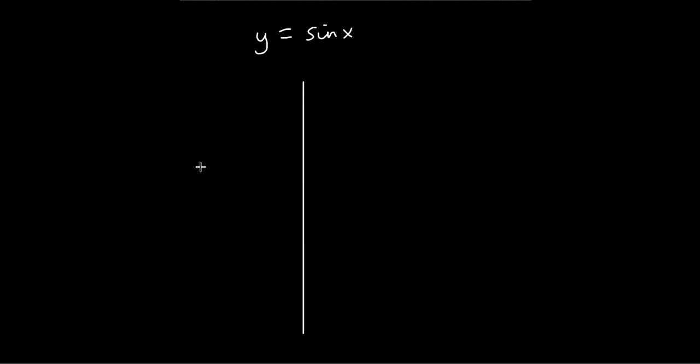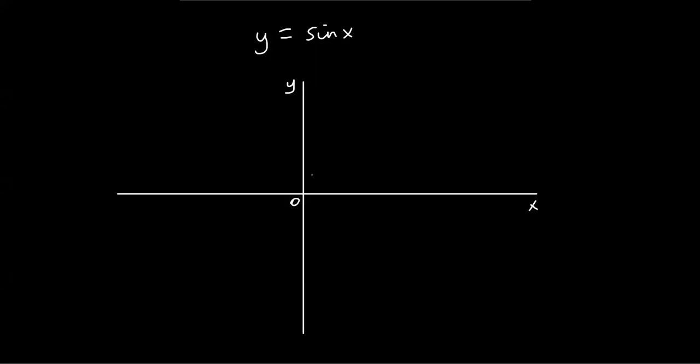In this video, we're going to learn how to sketch the major trig functions, so sin x, cos x, and tan x. So we'll start with y equals sin x. So we draw a pair of axes, and we label them as usual. So this is y, this is x, that's the origin.